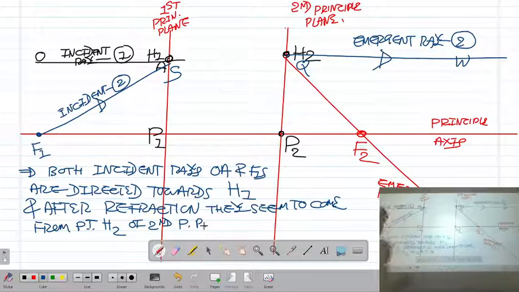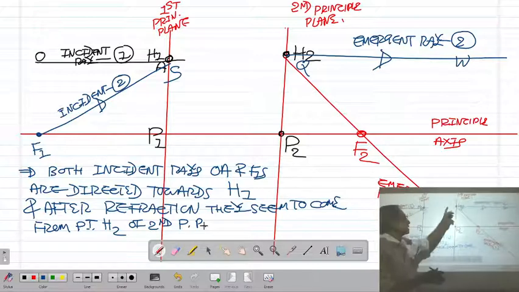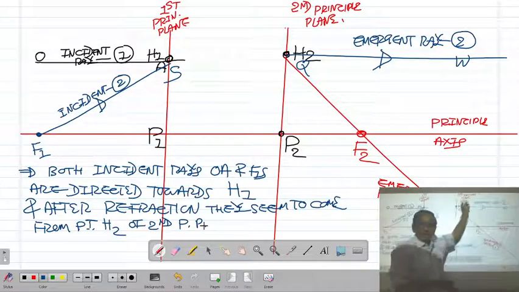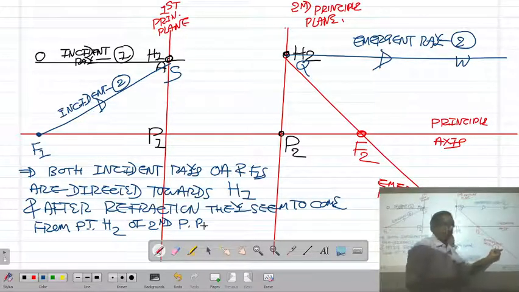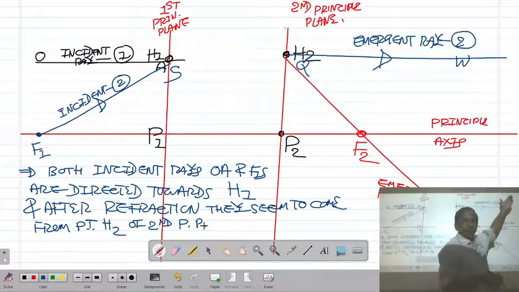So both the first incident ray and the second incident ray F1S are directed towards H1. The rays are incident on point H1. After refraction, both rays will be refracted from point H2. One ray is going in the direction QF2, that is emergent ray 1, and the other ray is going in the direction QW.